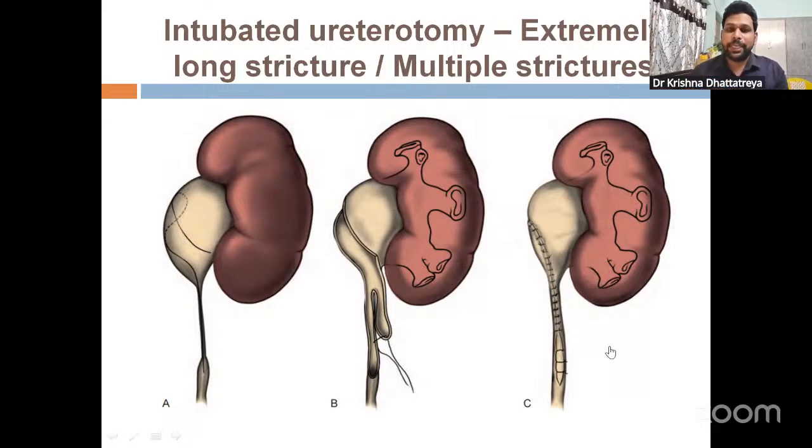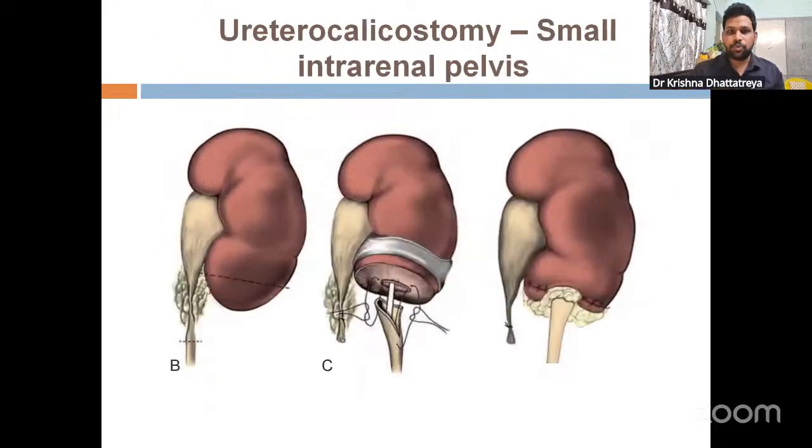You will leave it to heal by ureteric regeneration, but you will place a stent for 6 weeks. And after that, the last one is the ureterocalicostomy. Suppose it is a very small intrarenal pelvis; there you cannot perform the Anderson-Hynes pyeloplasty or the different types of non-Anderson pyeloplasty techniques that I have told.